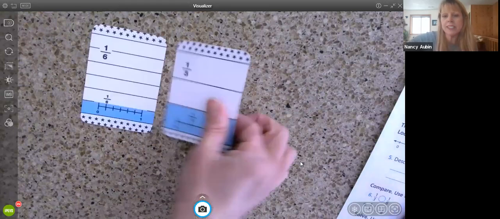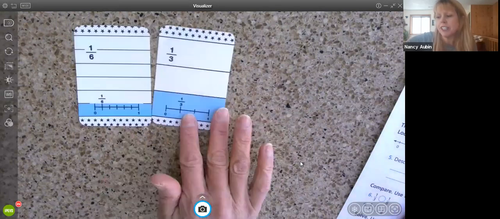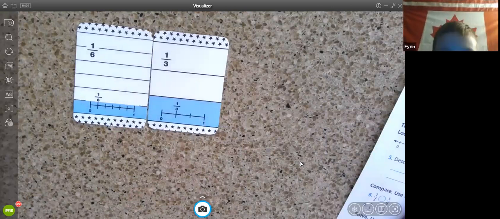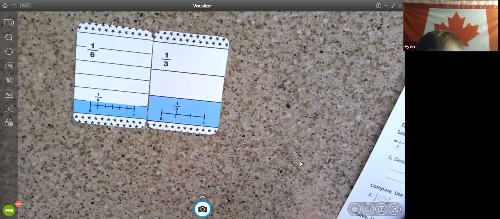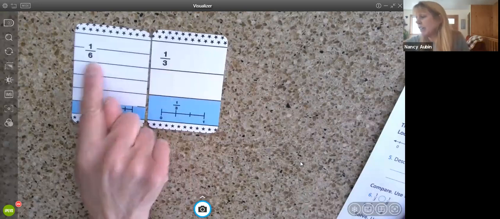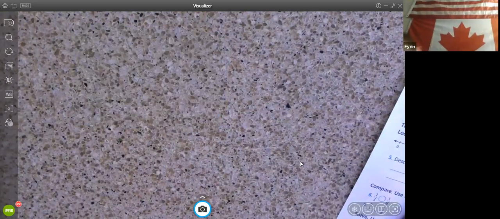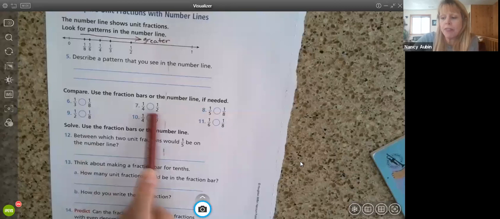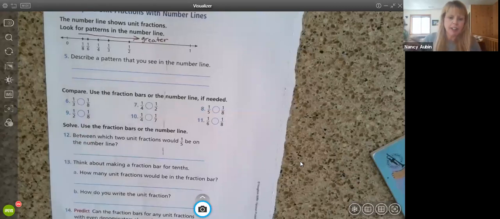Let's look at one more. 1/6 and 1/3. Which one is greater, Finn? One-third. Yes, even though the denominator is smaller, the fraction is larger. All right, so we are going to quickly compare these. I want you to write these down on paper. So those of you, you're going to compare 1/3 to 1/8. First, let's write that one down first.